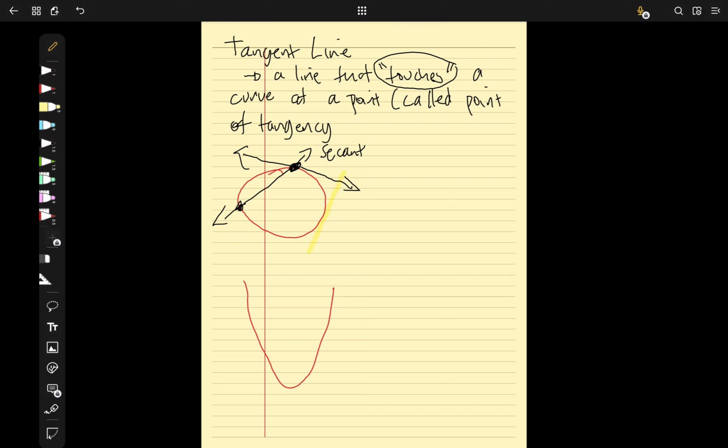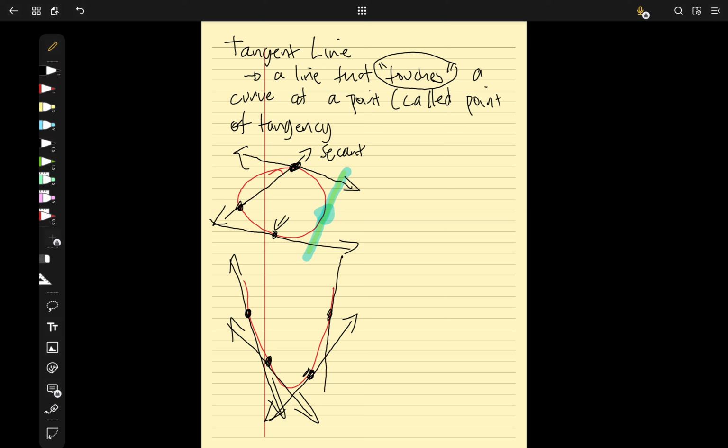Okay. From this point, I can draw a tangent line. Yan siya. At this point, this will be the tangent line. So dumampi lang siya guys ha. Not necessarily tumawid siya. So those are tangent lines.